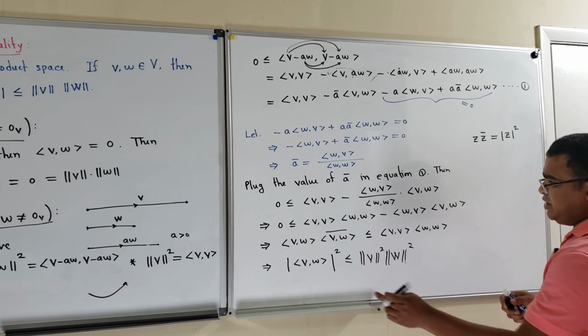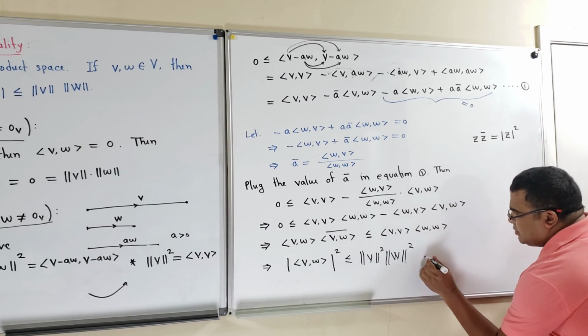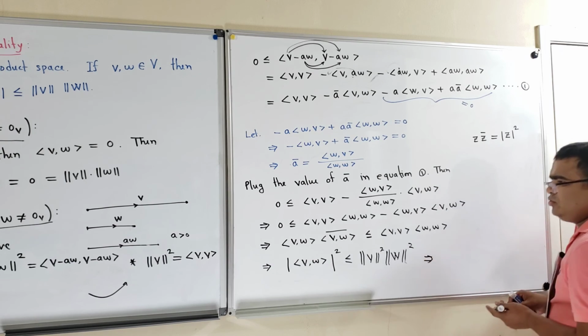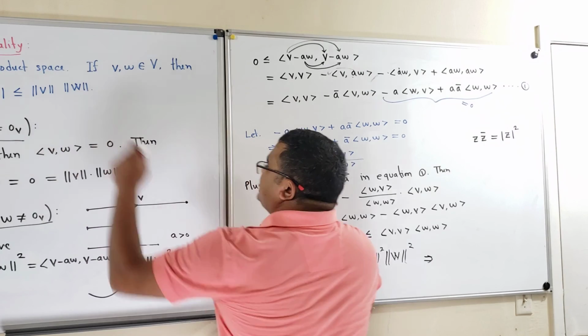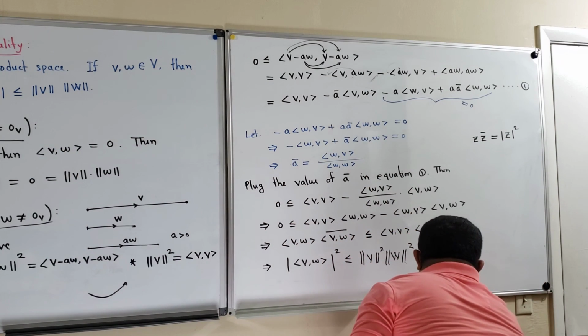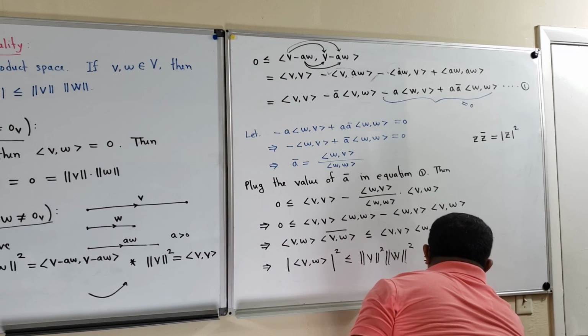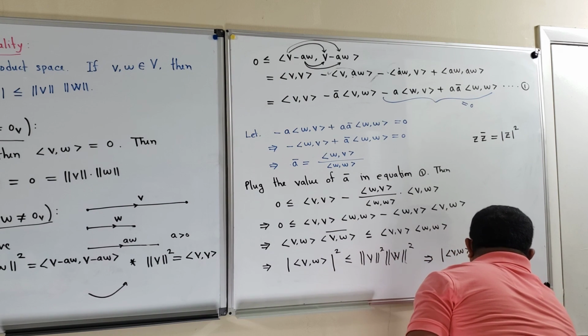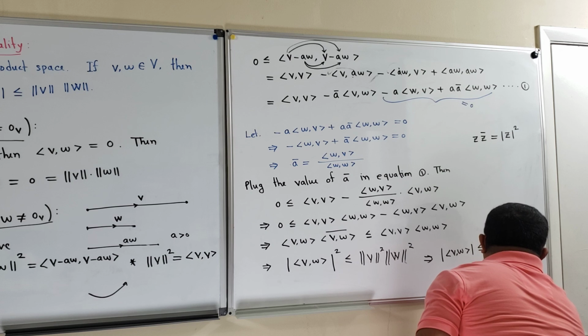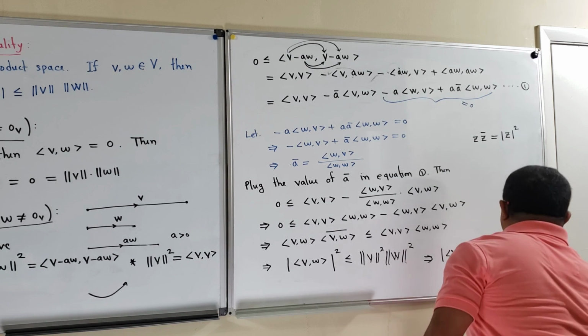Okay, now if we take square root on both sides, then we will get our desired result. We will get this one. That means absolute value of inner product of V, W is less than or equal to norm of V times norm of W.